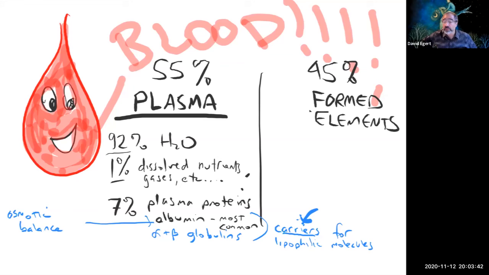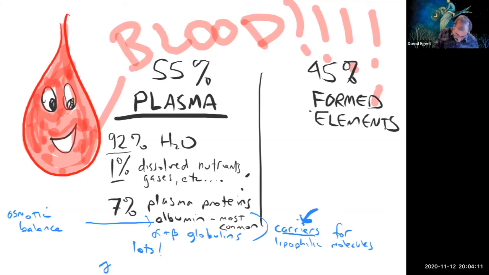Plasma proteins we're going to see are going to be critically involved in immune response. So there's lots of them. Again, involved in blood pressure control, involved in immune response, involved in blood clotting. There's also one other kind.